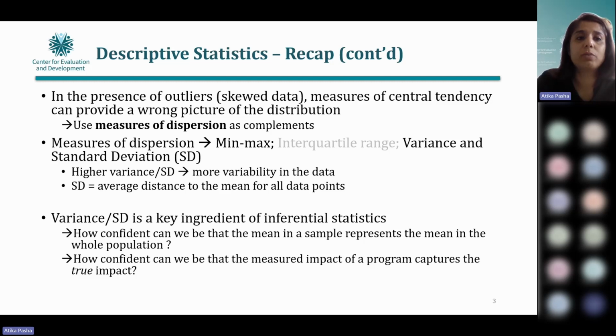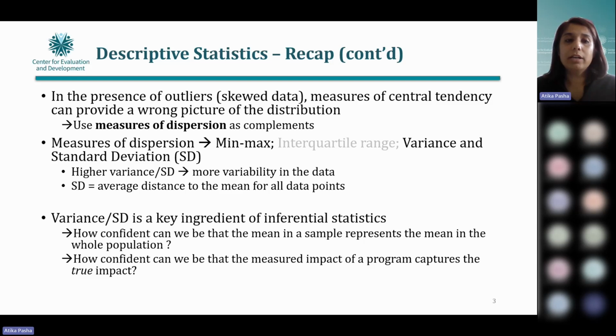And to account for this, we talked about measures of dispersion, which are complementing you. So we talked about the minimum and maximum, which is often used in the case of a median. And then we talked about variance and standard deviation. Now, these two are associated with the mean and tell you how far, on average, your observations are from the mean. And the higher the standard deviation is, there's obviously more variability in the data, which means that your average difference to the mean for all data points is very high.